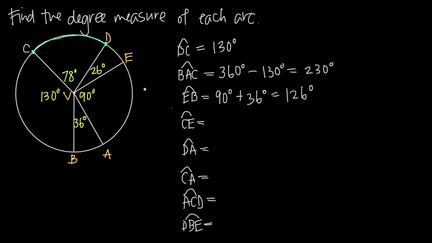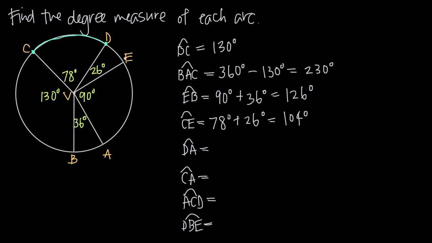What about arc CE? So I have C and then E here. I know that's going to include angle CVD, and it's going to include angle DVE, so I'm just going to add 78 degrees to 26 degrees, and I'm going to get 104 degrees.